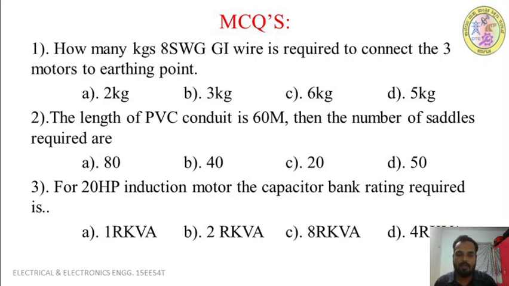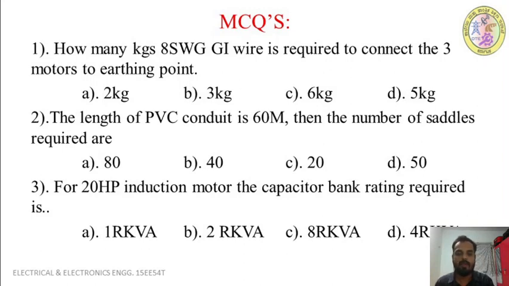Okay. Then the length of PVC conduit is 60 meter. The number of saddles required are, options 80, 40, 20, 50. You know, at every 0.75 meter we place one saddle. The length of PVC is 60 meter, so the number of saddles is 60 divided by 0.75. The answer is A, 80.